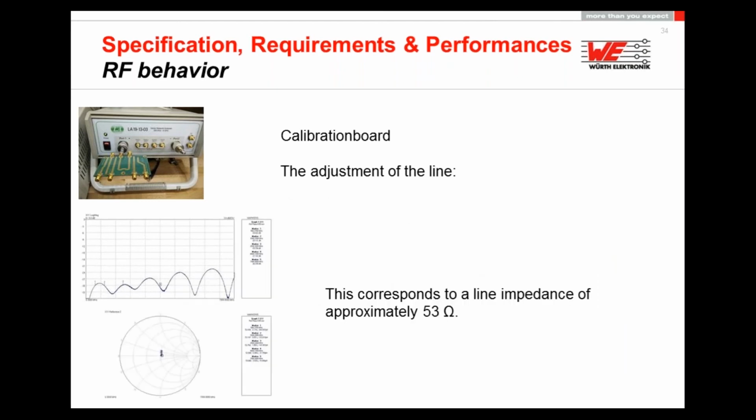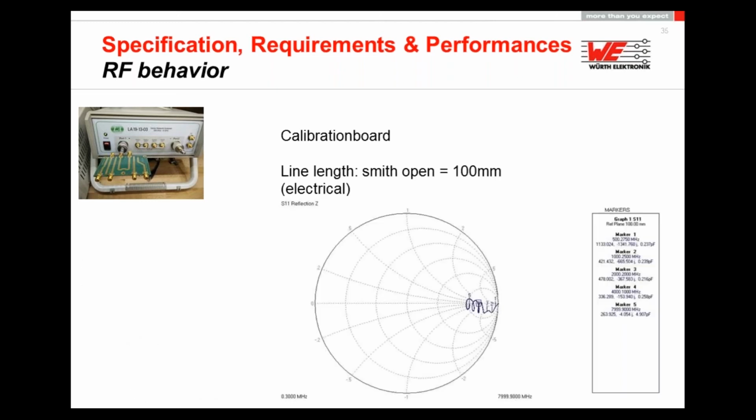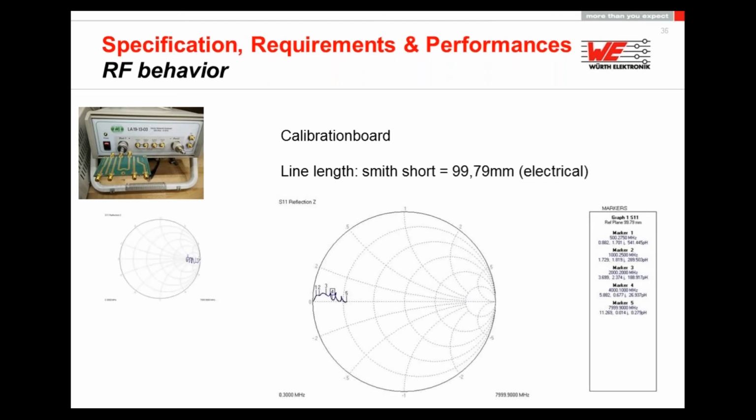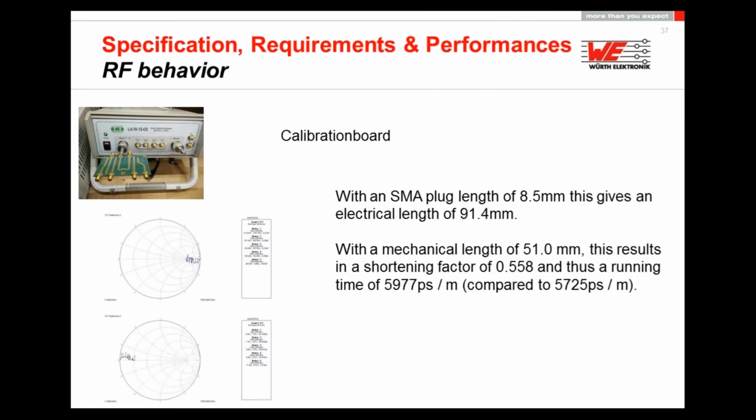In a perfectly calibrated world, we would see only one small point in the middle of the Smith diagram. But we know that we are not in a perfect world. So in that example, what I would like to show you here, we have a line impedance of approximately 53 ohm. And then we also have to compare the Smith open, in that example 100 millimeter, and the Smith short, to compare them to each other to see that it works well.